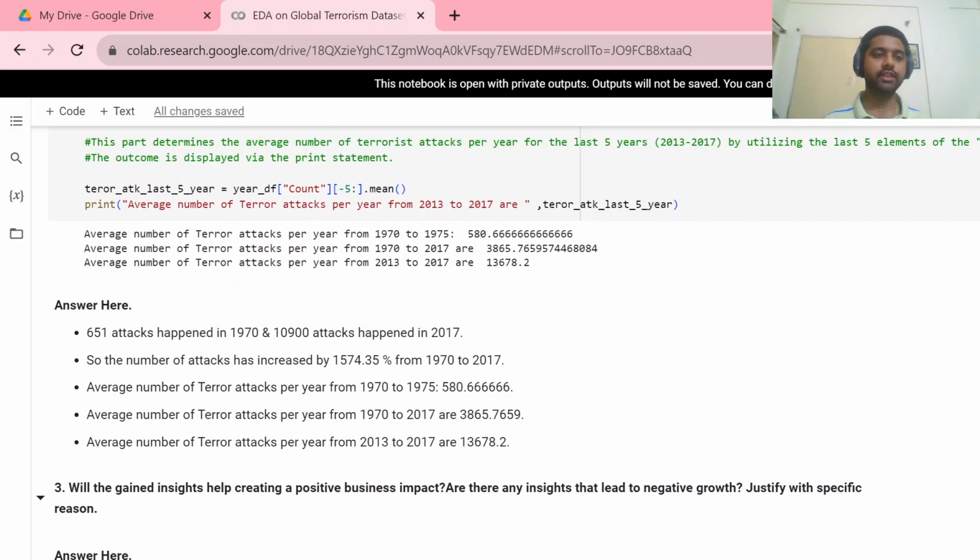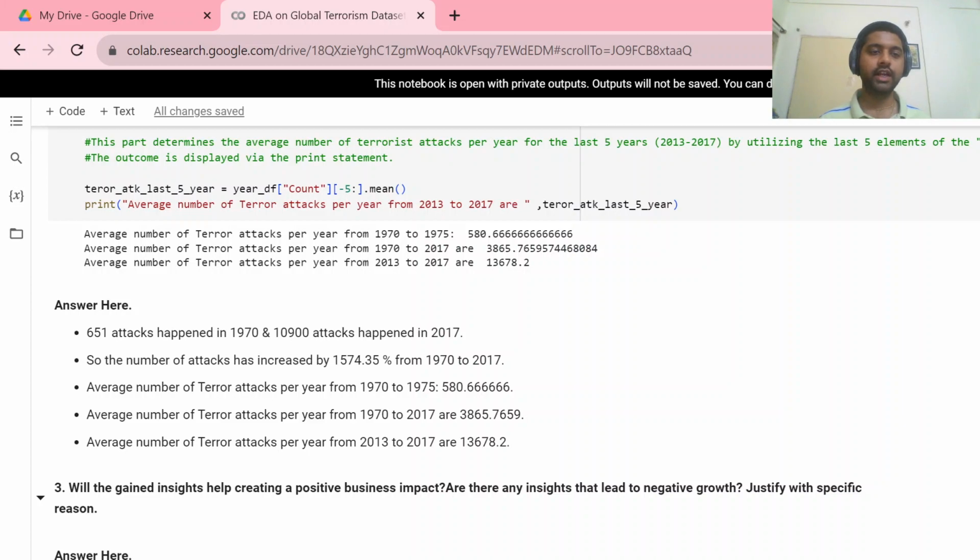In 1970, there were 651 attacks, and now it is 10,900 attacks in 2017. So the attacks got increased, a 1,574.35% increase from 1970 to 2017.